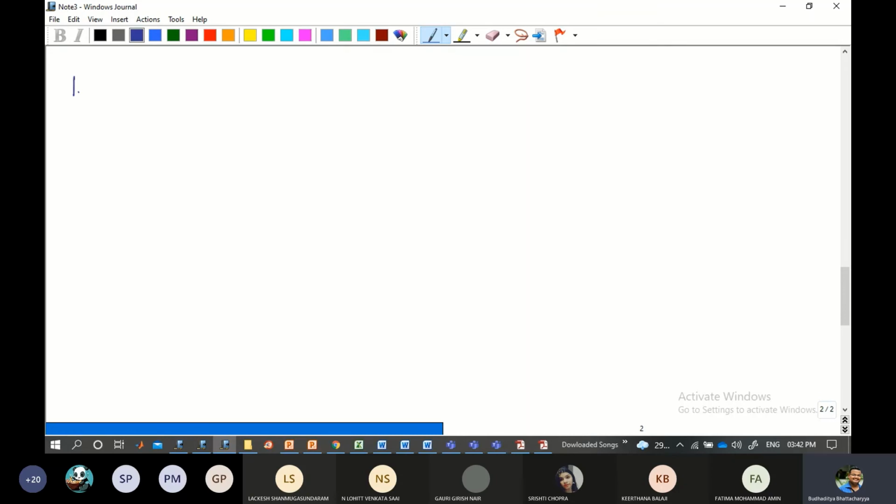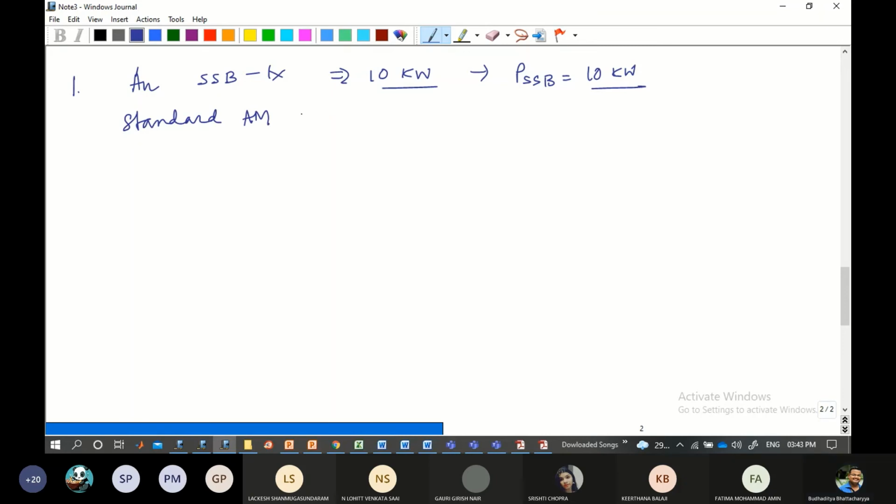So for example, this is a very simplistic question understanding wise. Suppose the question is: an SSB signal, an SSB transmission, I'm just writing a little faster, contains the power 10 kilowatt. So in short, P_SSB is 10 kilowatt. All right. Now the question is, this transmission needs to be replaced by a standard AM modulated signal.